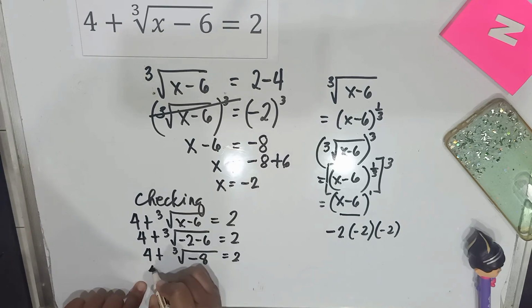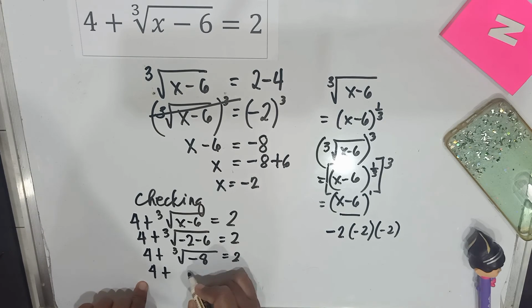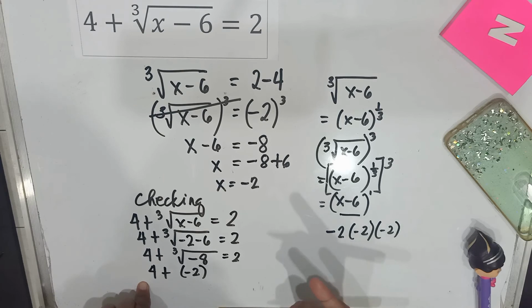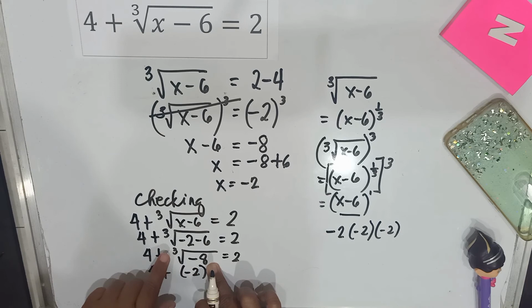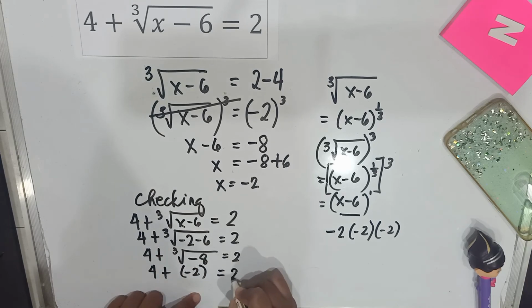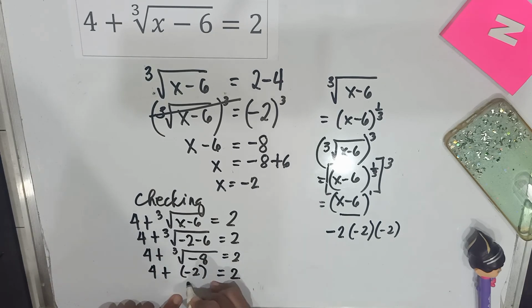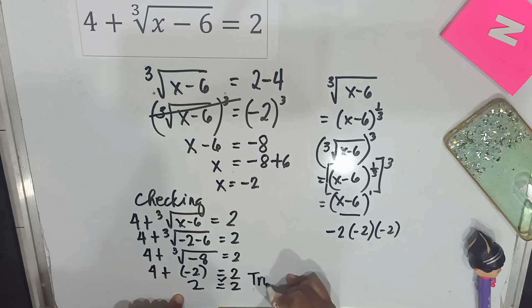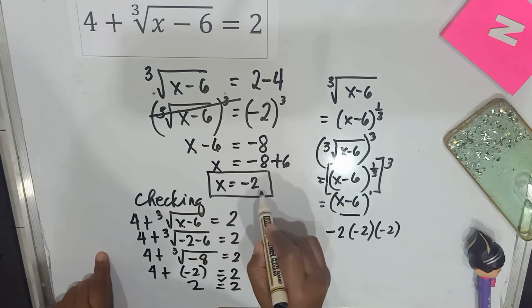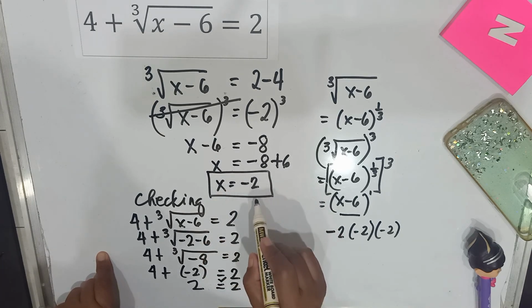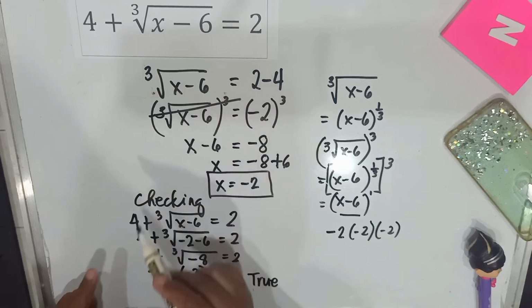Then, 4 plus cube root of negative 8 is negative 2, because negative 2 times negative 2 is positive 4, and positive 4 times negative 2 is negative 8. That is the number under the radical symbol. Equals 2. So 4 plus negative 2 is positive 2, which is really equal to positive 2. So it results in a true statement. Therefore, we conclude that x is really equal to negative 2. This value will make this radical equation true.